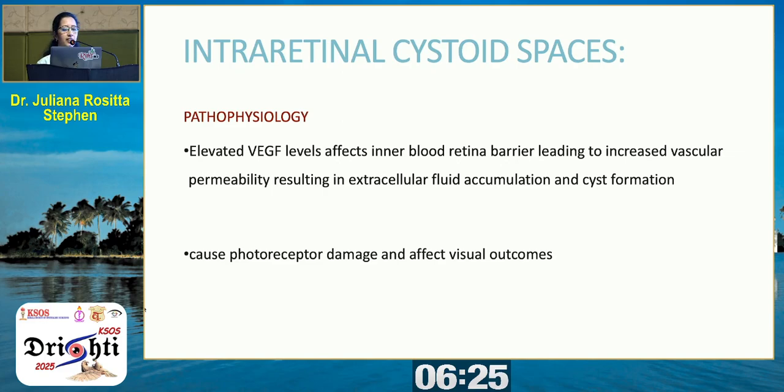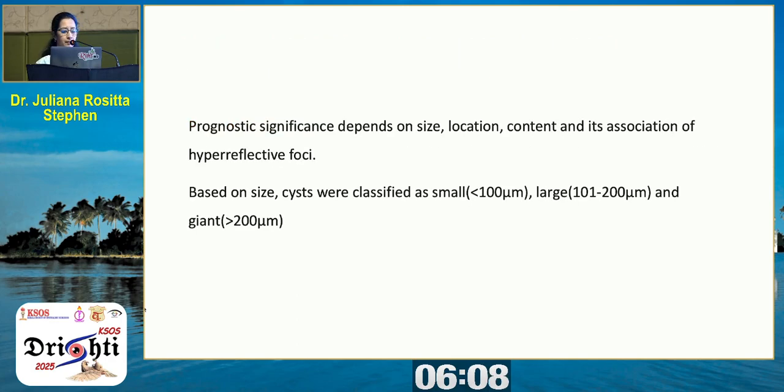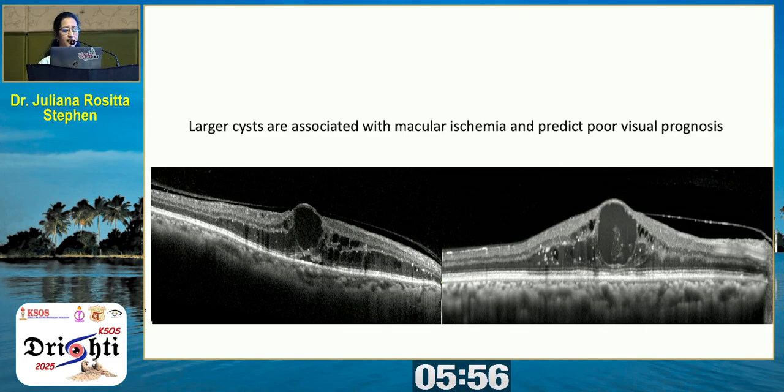Next biomarker is the intraretinal cystoid spaces. Elevated VEGF levels affect the inner blood retinal barrier, leading to increased vascular permeability, resulting in extracellular fluid accumulation and cyst formation. They cause photoreceptor damage and affect the visual outcomes. Prognostic significance depends on the size, location, content, and its association with hyperreflective foci. Based on the size, cysts were classified as small, large, and giant cysts. Larger cysts are associated with macular ischemia and predict poor visual prognosis.